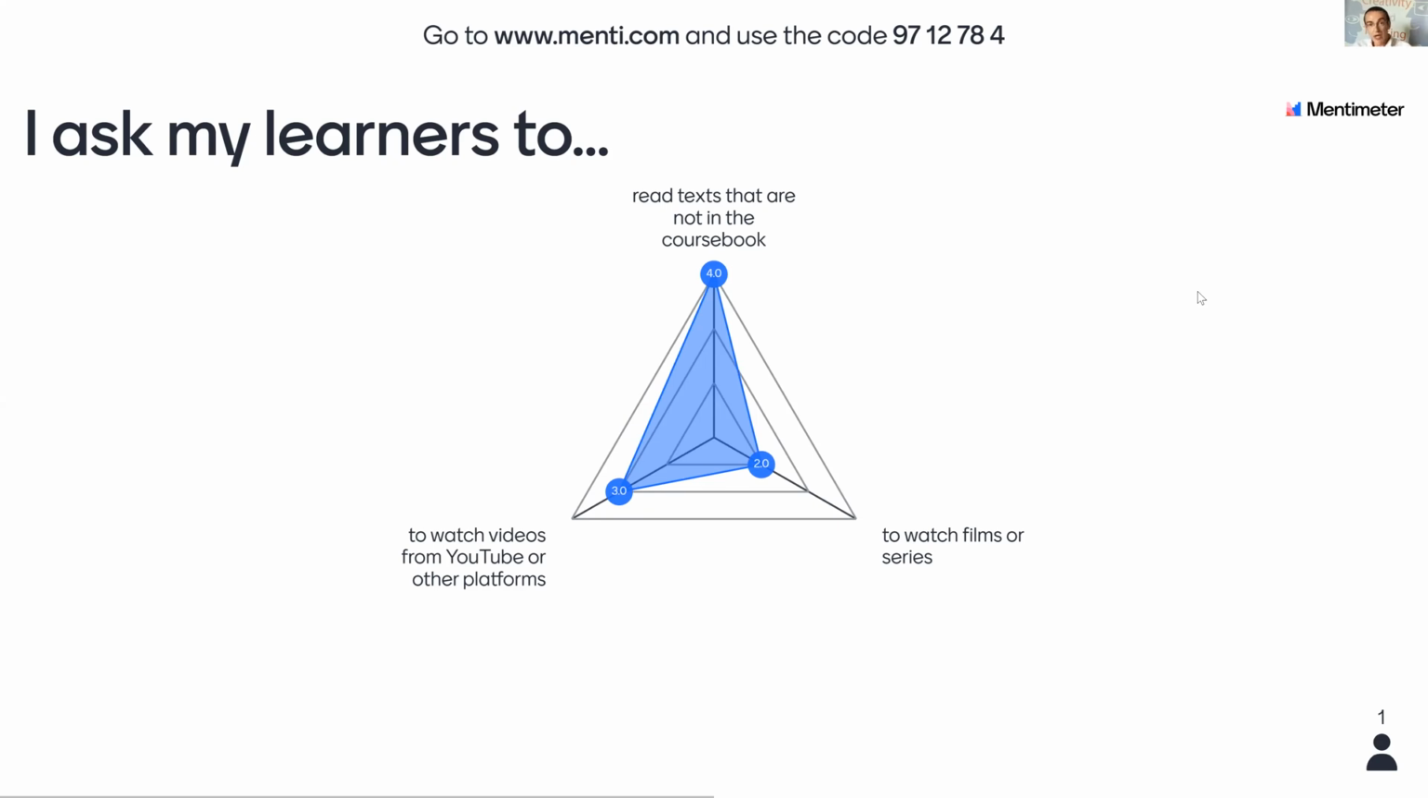So because we're going to be speaking about text with you, I think it will be useful for us to have a picture of what we do as teachers, so what kind of text we find meaningful for our learners and what kind of text we invite them to actually read or watch or listen to.